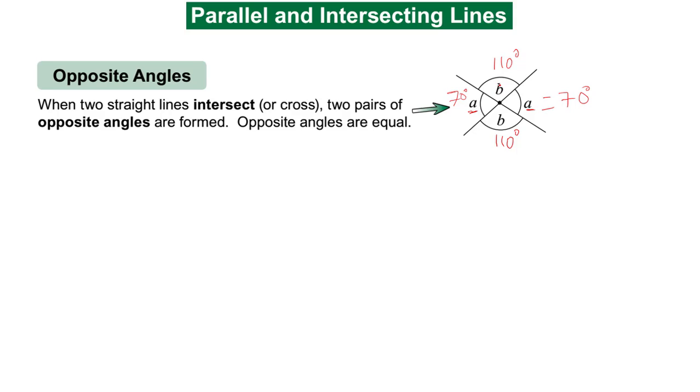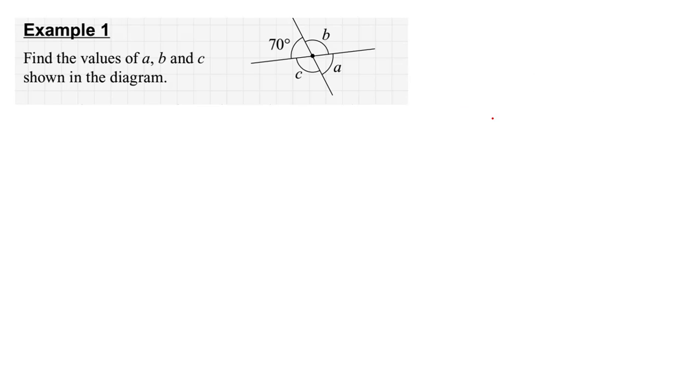Now, this works for opposite angles only if the two lines intersect to make a perfect x. That's when we say that they are opposite. So we're talking about intersecting lines, looking at angles that are vertically opposite. I would like you to try example one quickly. Find angle A, find angle B and find angle C.